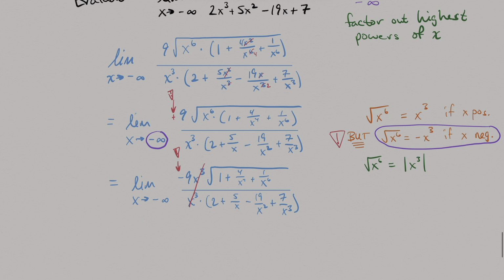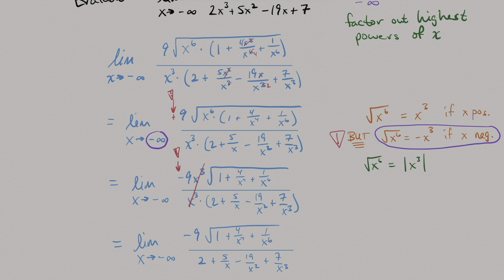So this is going to be the limit as x goes to negative infinity of negative 9 times the square root of 1 plus 4 over x to the 4th plus 1 over x to the 6th, all of that over 2 plus 5 over x minus 19 over x squared plus 7 over x cubed.